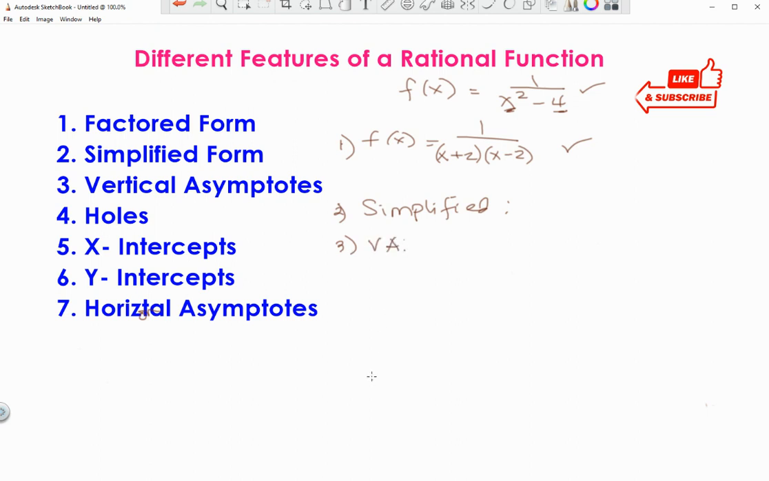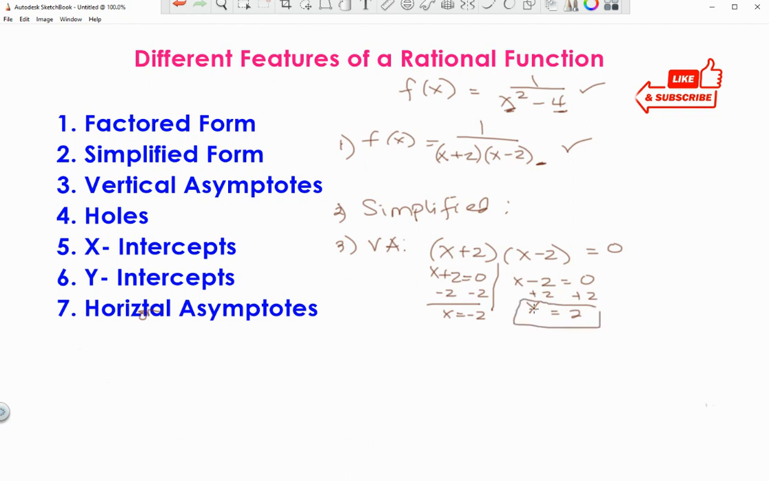Vertical asymptote. Well, the vertical asymptote is the value of x in the denominator that will make it 0. This is your denominator right here, x plus 2 times x minus 2. These are already factored, so we can set each one to 0. X plus 2 equals 0, x minus 2 equals 0. Solve for each one. So x equals negative 2, and add 2 on both sides, so x equals 2. So you have two vertical asymptotes: x equals negative 2 and x equals 2.